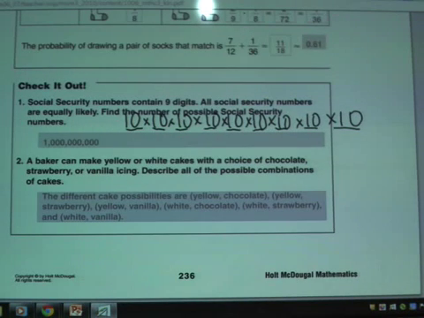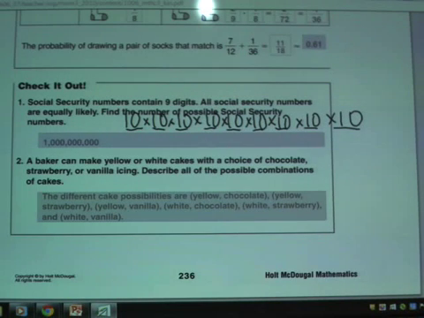Number 2, a baker can make yellow or white cakes with a choice of chocolate, strawberry, or vanilla icing. Describe all the possible combinations of cakes. Now, as you can see, they've listed the possibilities, but how they came up with that list would certainly be with the tree diagram, which is what they're asking us to work for here. So let's go ahead and make a little tree diagram that matches that list.